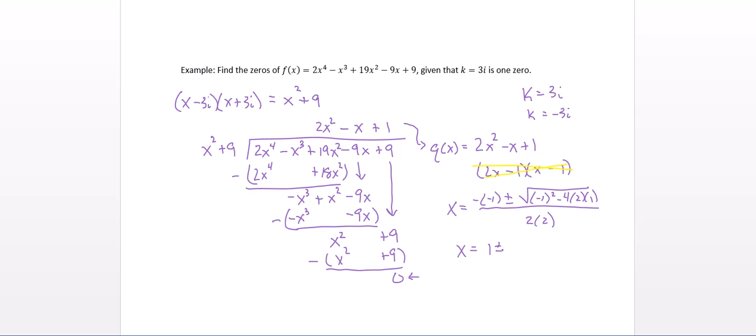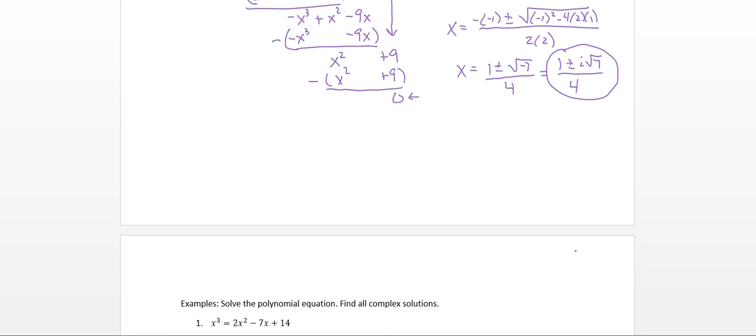This is 1 plus or minus. That's 1 minus 8, so that's a negative 7 all over 4. And the square root of a negative gives me an i. Square root of 7 all over 4. So my zeros are 3i and negative 3i, and then these two super ugly complex numbers down here. We found all the zeros of the 4th degree polynomial: 1, 2, 1 is positive, 1 is negative, that's 3 and 4.